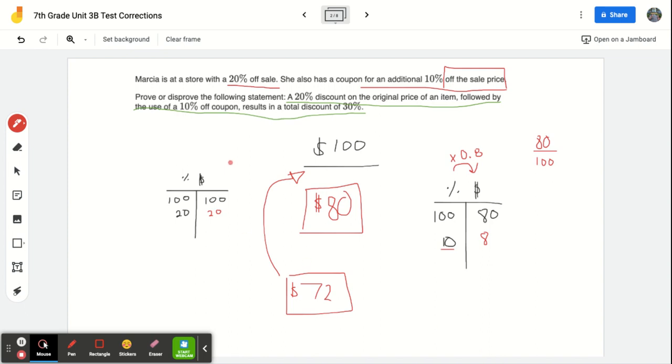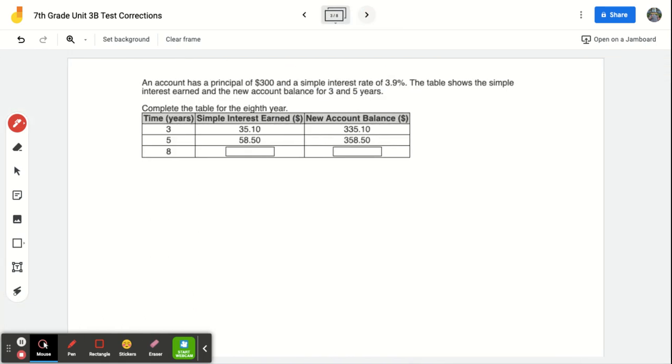First, you find out how much the sale price is, $80. And then this coupon says it's off the sales price. So it's not off the original, it's off the sales price. So this one would be disproven because you're not taking it off the original price, you're taking it off the sales price. You're taking that additional 10% off the sales price, not the original.